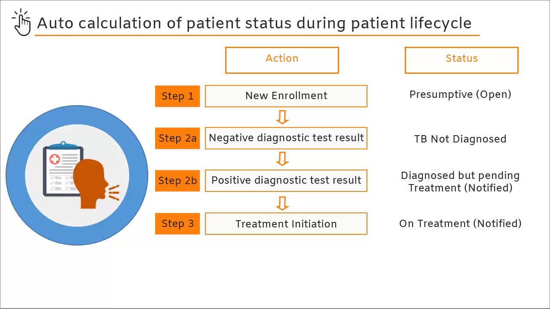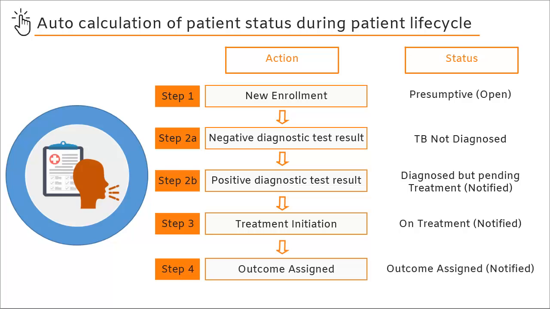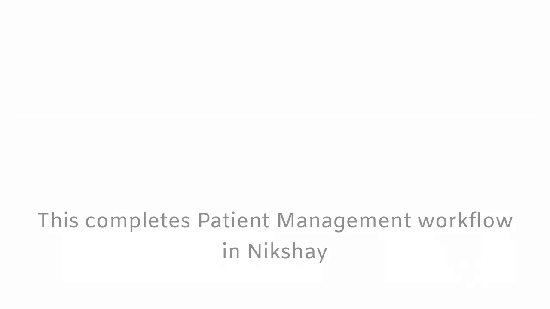When the patient is put on treatment, then his status changes to on treatment notified. Here, you need to know that for private patients, the user can directly start treatment without adding tests. After an outcome has been assigned to a patient, that is, the case is closed in Nikshay, the patient's status changes to outcome assigned. This completes the patient management workflow in Nikshay.